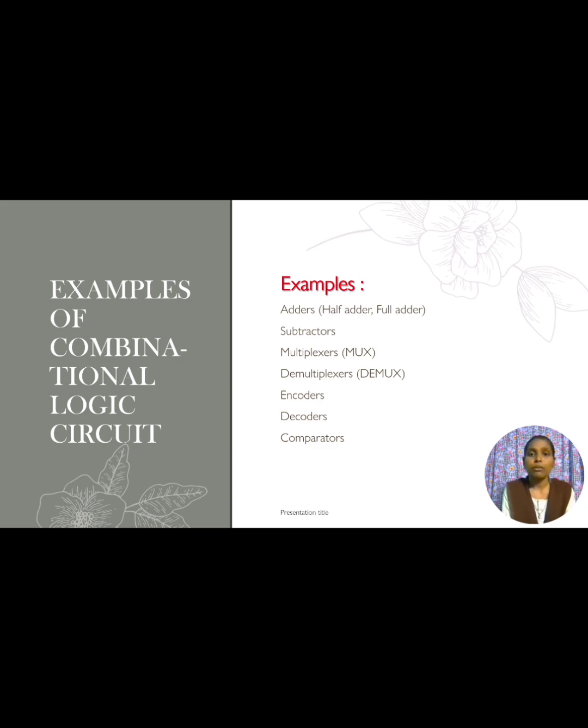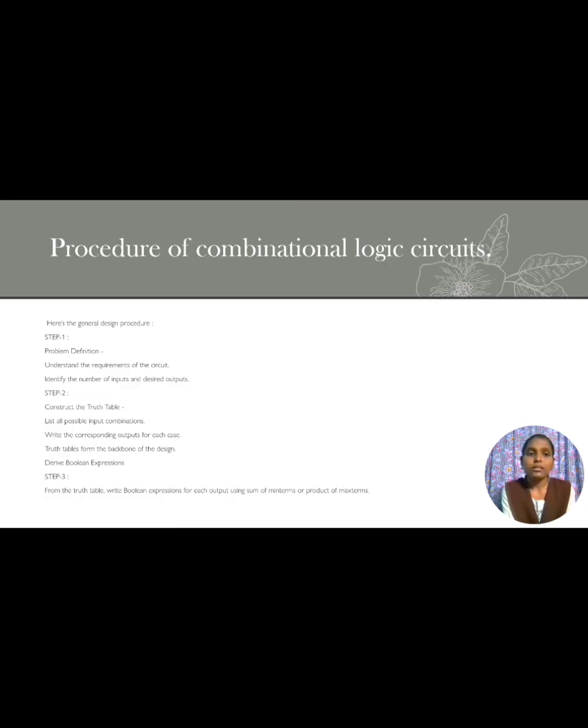And now we can discuss the procedure of combinational logic circuits. Here's the general design procedure. Step 1: Problem definition. Understand the requirements of the circuit. Identify the number of inputs and decide the outputs. Step 2: Construct a truth table. List all possible input combinations. Write the corresponding outputs for each case. Truth tables form the backbone of the design.